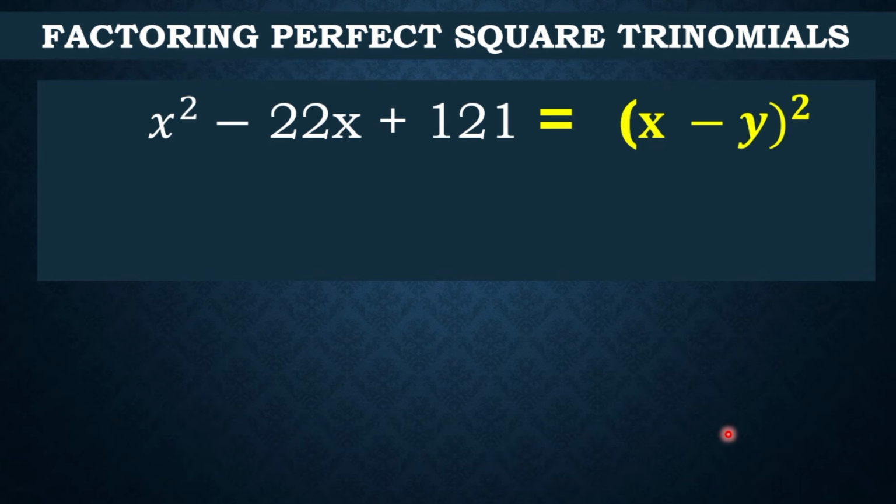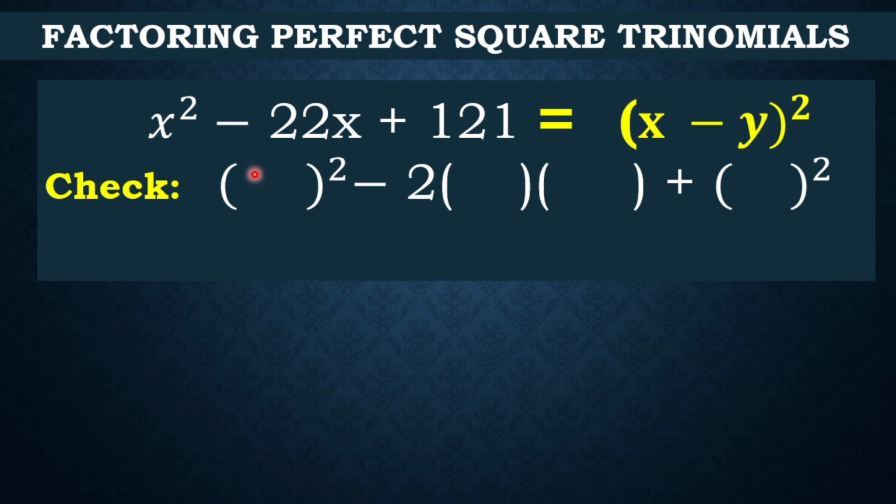So, I have here x squared minus 22x plus 121. So, as you can see, ito ay difference na po. So, therefore, ang factored form natin dito ay x minus y na po, squared. So, minus na to ha, kasi this is minus. So, dun lang naman siya nagkakaiba. Okay? So, i-check muna natin.